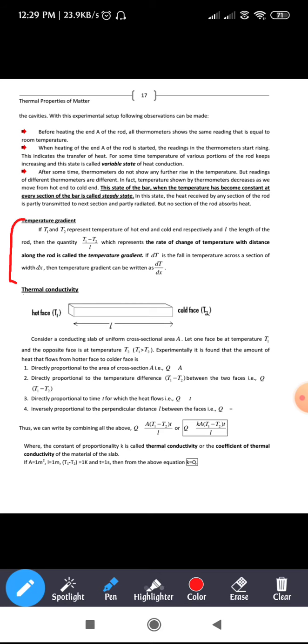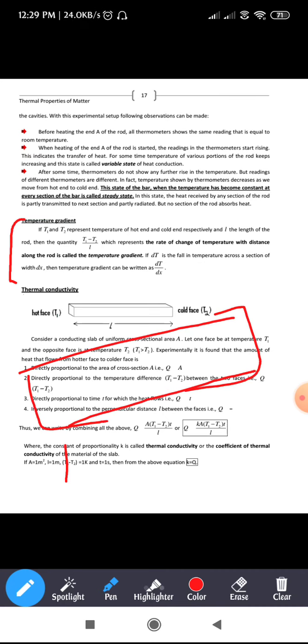For example, when you take a rod and start heating one end of the rod, as you go away from that end, you are supplying heat to one end of the rod, whereas at the other end of the rod, the temperature will be less compared to the first end, right? That is what they have given here. So as you go away along the rod, the temperature keeps on decreasing. Let me explain it.